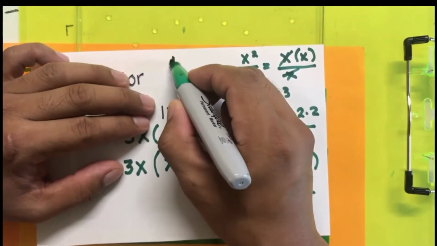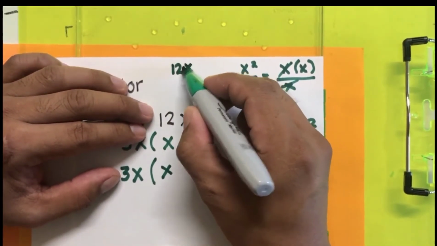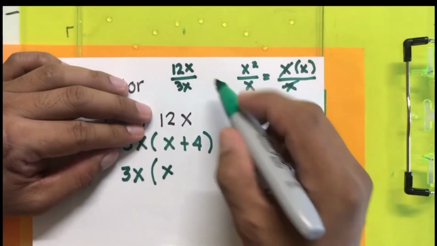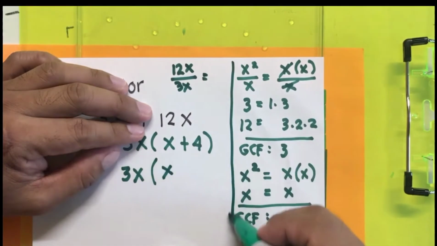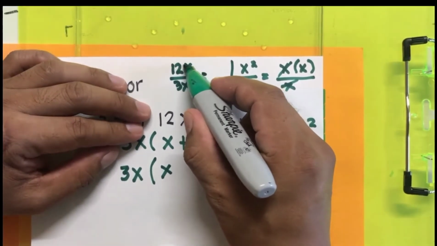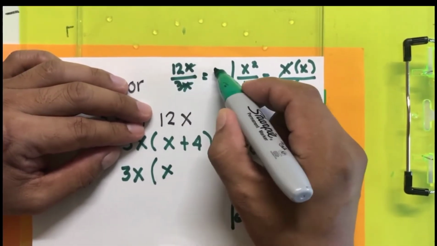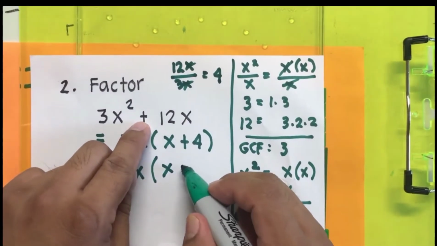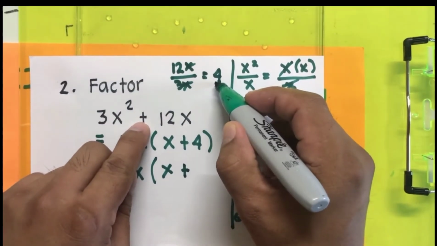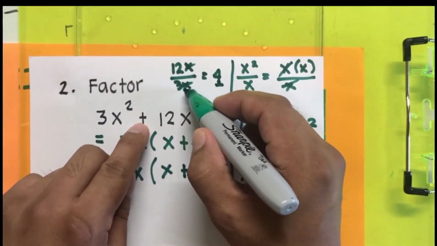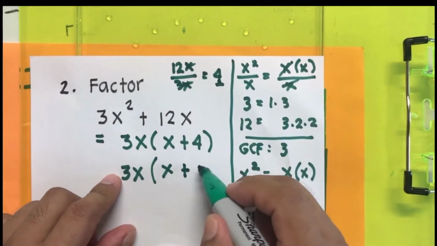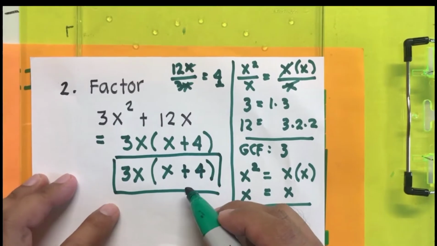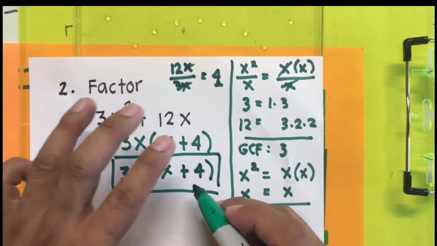So let me write here 12x divided by 3x. So we'll be able to cancel out the x. 12 divided by 3 is 4. So don't forget to get that operation, plus, and this one, the quotient of 12x by 3x, and the answer is 4. So this would now be our factored form of 3x squared plus 12x.